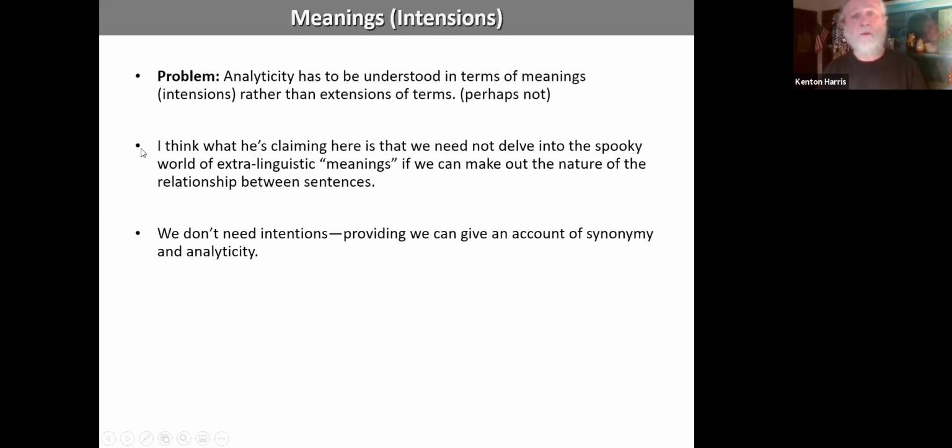I think what he's claiming here is that we need not delve into the spooky world of extra linguistic meanings if we can make out the nature of the relationship between sentences in terms of a linguistic quality that we might call synonymy. We don't need intentions, provided that we can give an account of synonymy and thus of analyticity.